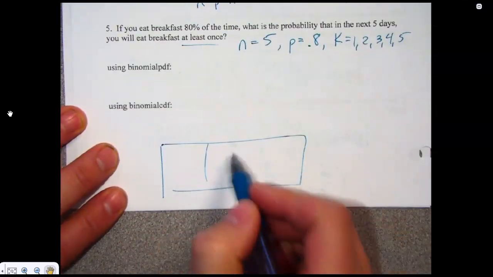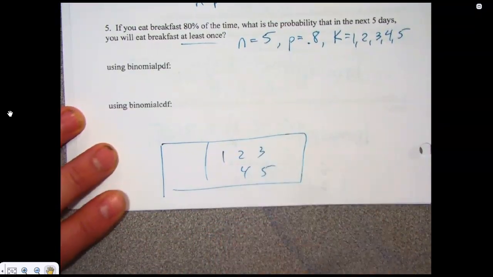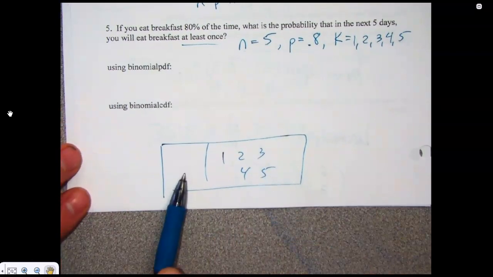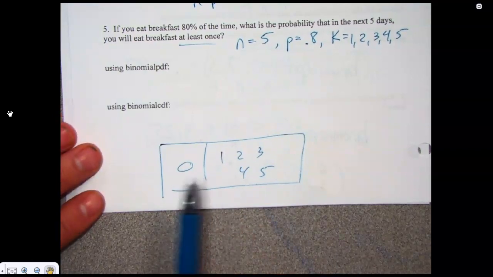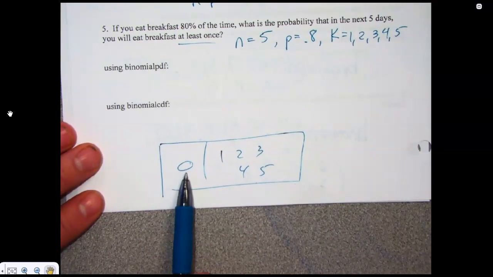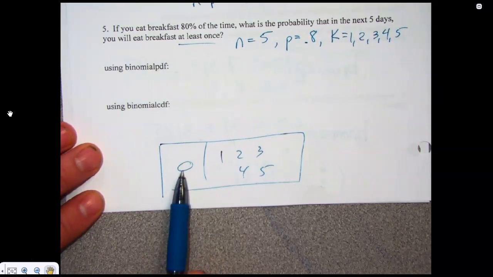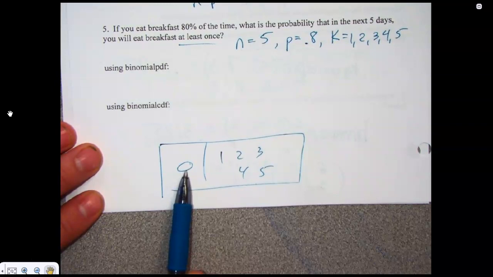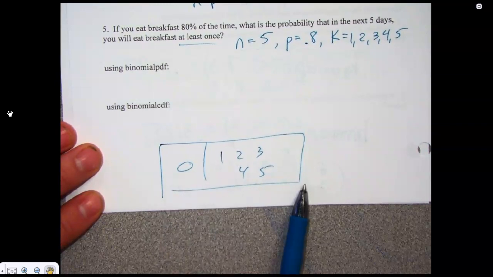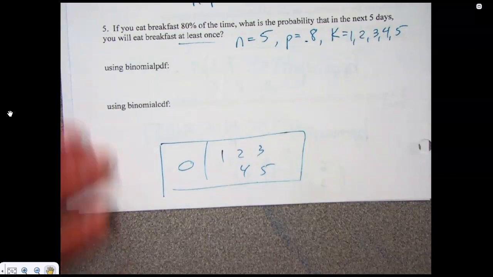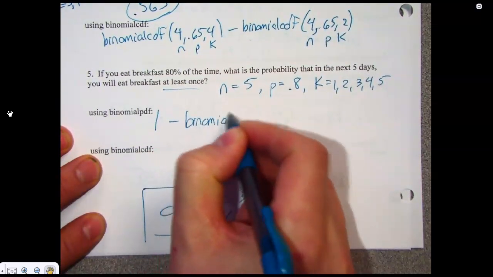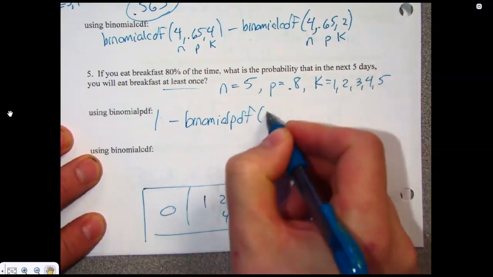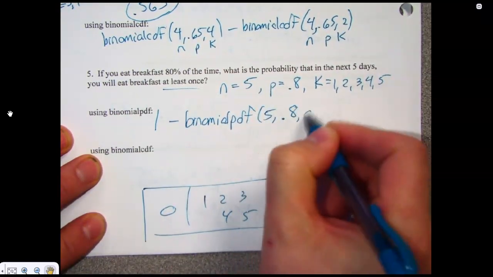Think about a Venn diagram. If 1, 2, 3, 4, and 5 are over there, what's over there? 0. There's only 5 days. So the only other option is 0. So if I found the probability that I ate breakfast 0 days, what could I do with that? 1 minus 0. 1 minus that will give me my answer. So that's an approach that you could use. So I could do 1 minus binomialpdf of 0.